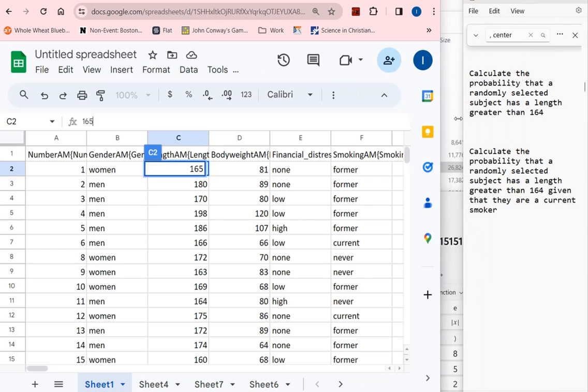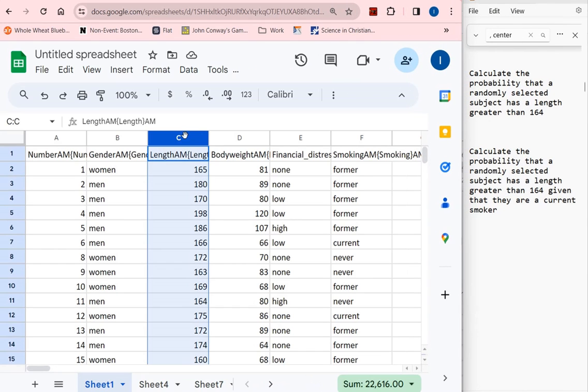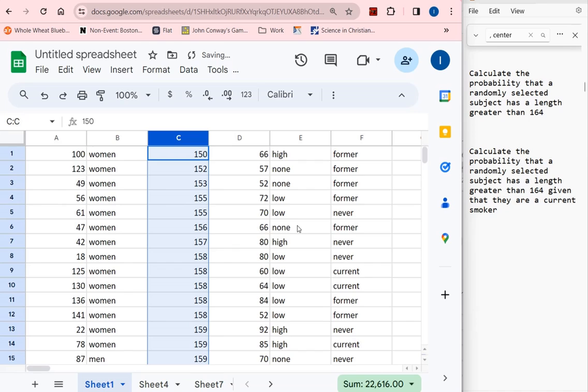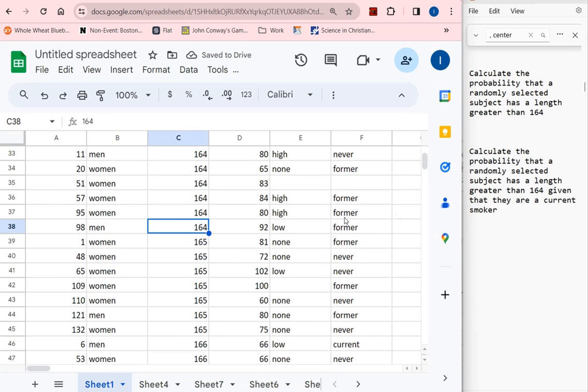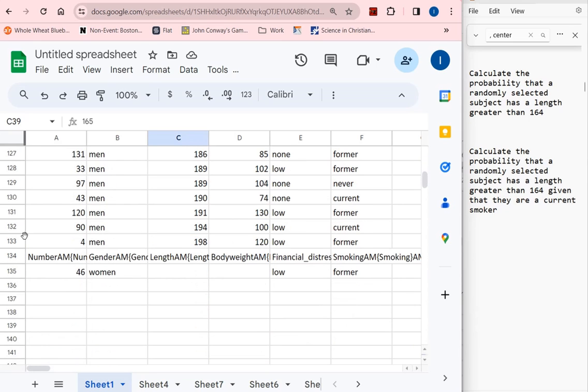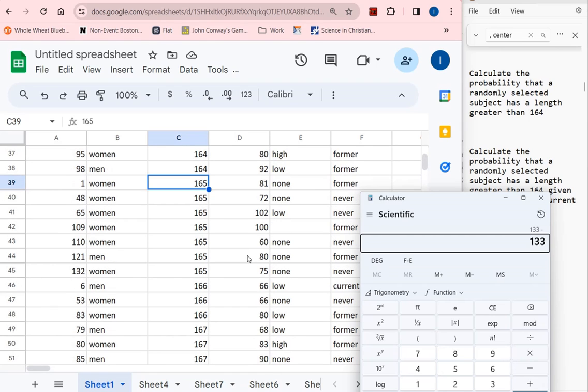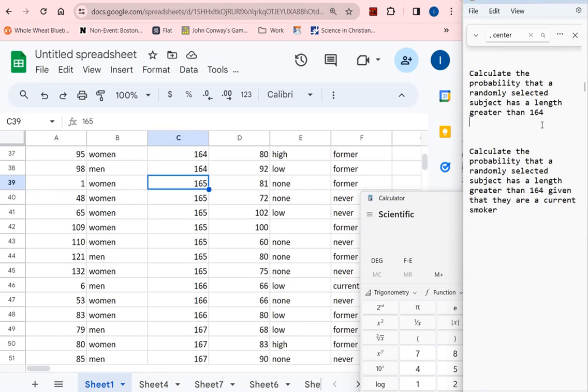One way of doing that is you could sort your data set from least to greatest on this column, and then just count. I'll just do it for you. Let's sort it from least to greatest and find out where 164 is. It said greater than 164, so that means 165 or larger. It starts on row 39, and all of these up until 133 have lengths greater than 164. So 133 minus 39, plus 1, that's 95. That means there's 95 people that meet this condition.